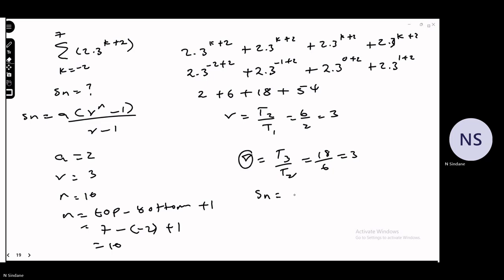Then substitute. Sn is equal to 2 into open bracket 3 to the power 10 minus 1 close bracket, divided by 3 minus 1. Then what am I getting? What is my solution? 59048. Right? That is how I can calculate it.